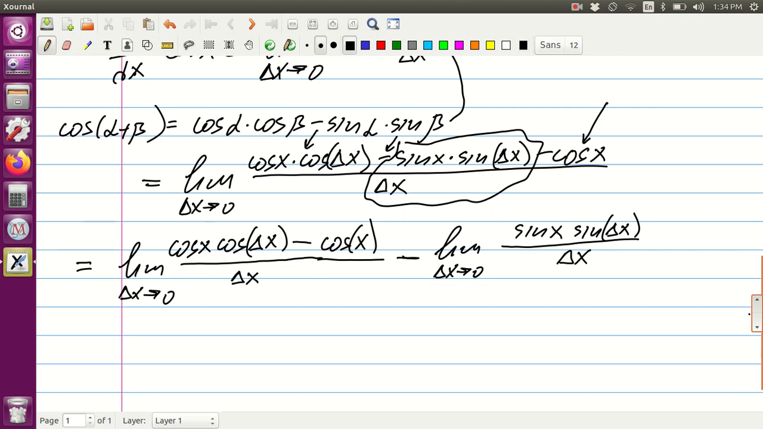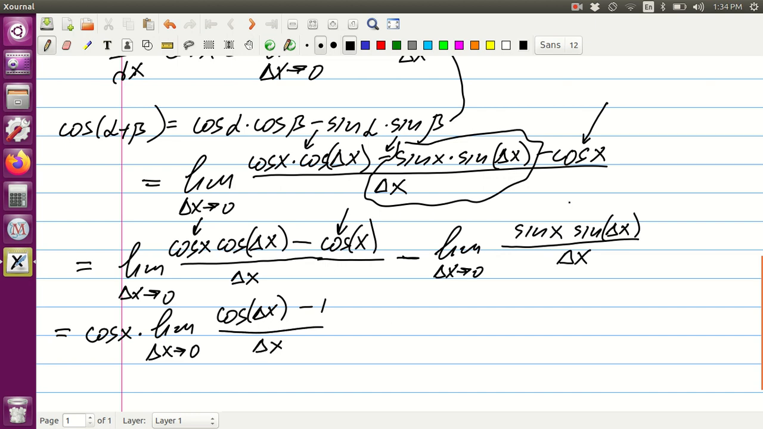Let's look at what we need to do next. We have cosine, which is a common factor, and it doesn't depend on delta x. So we can take it and put it outside of the limit. So we have cosine times the limit when delta x approaches 0. We're left with cosine of delta x minus 1 divided by delta x. Then in the second expression, this sine doesn't have delta x inside, so we can take it and put it outside. So we'll have sine of x times the limit as delta x goes to 0. We're left with sine of delta x divided by delta x.